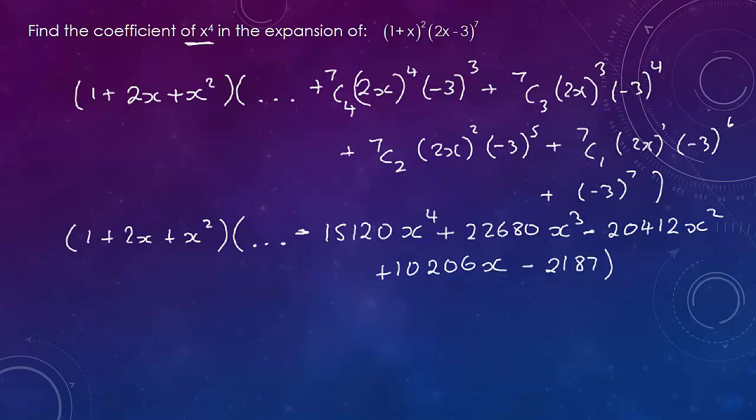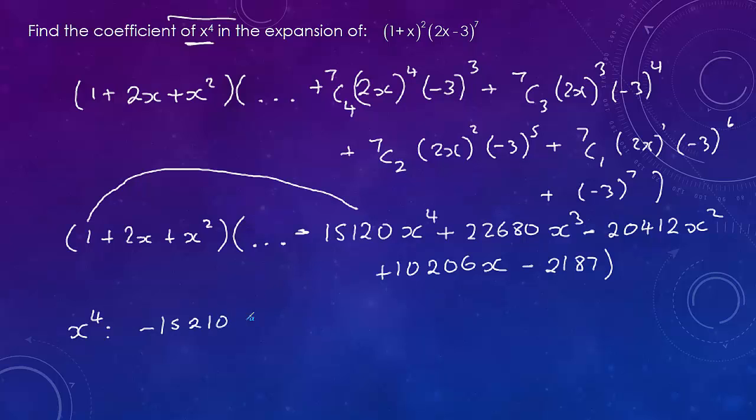So now we just need to figure out which one of these, or which ones of these, are going to give us an x to the power 4, because we want the coefficient of x to the 4. So certainly this would give us an x to the 4. So if we just consider the x to the 4 term, we've got negative 15,210 x to the 4.